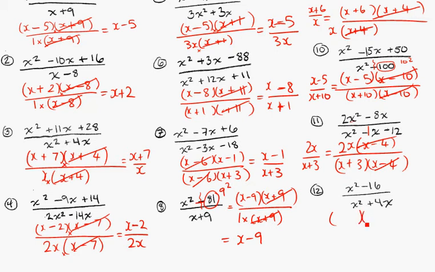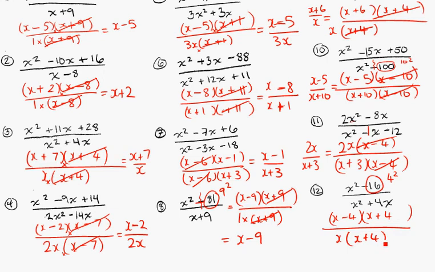Number 12, I recognise that 16 is 4 squared. Factorising the bottom line, common factor of x. Looking for a common factor now that we've got factors. Leaving me with x minus 4 over x. And no further cancelling because there are no further factors.